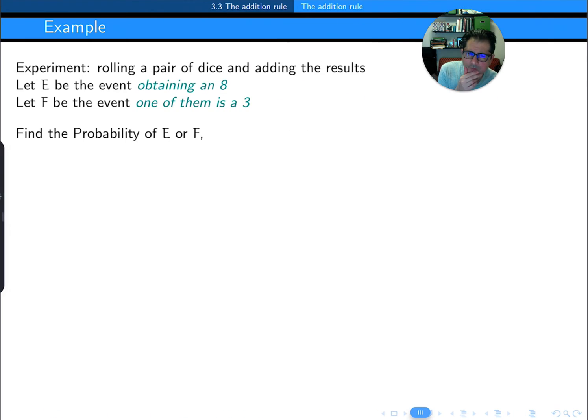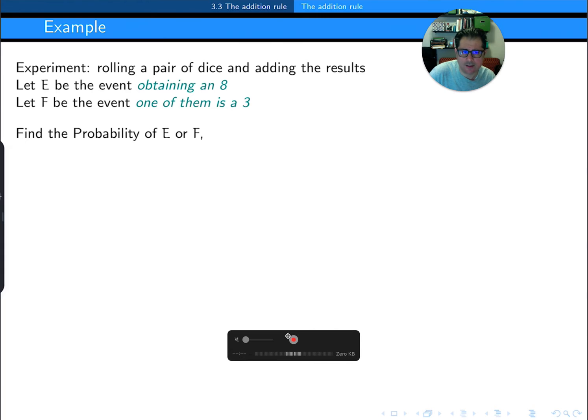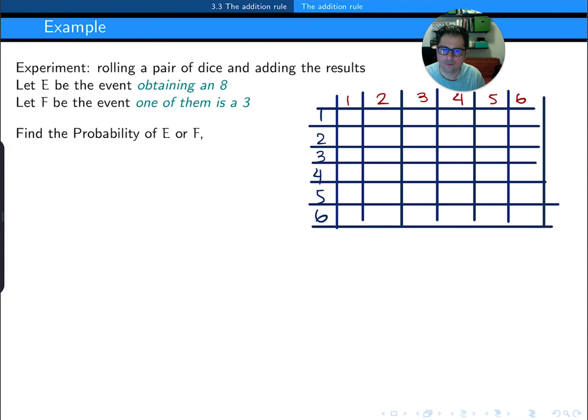Okay, let's do an example, see if you can figure out everything. I'm going again to my dice examples, and we're doing it over and over again. So you roll a pair of dice and you add the results. So let me get my grid here. Okay, so here's my grid. Find the probability of E or F.